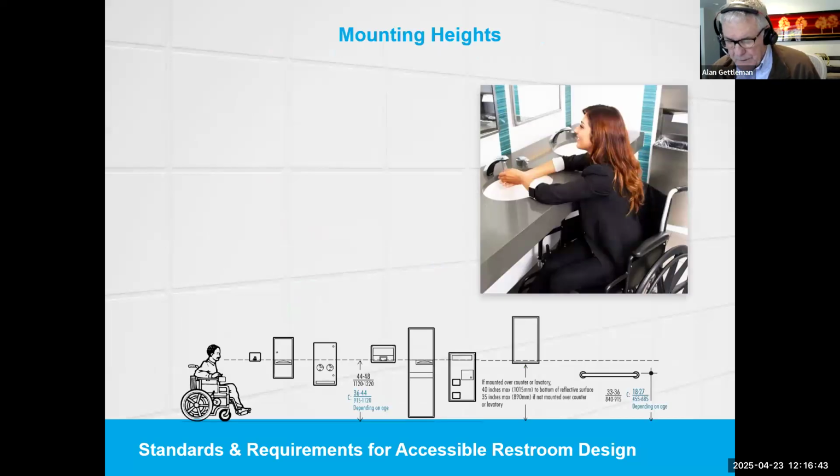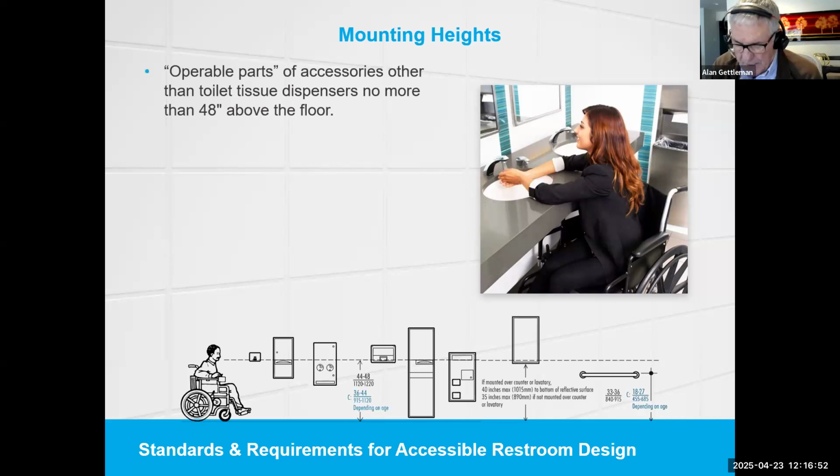Mounting heights for restroom accessories may vary within a restroom depending upon the location of the accessories. So let's talk a little bit about outside the toilet compartment. Accessories shall be mounted with the operable parts, that's the dispensing mechanisms, the start buttons, the electronic sensors, coin slots, or dispenser openings, located no more than 48 inches above the finished floor, as shown in the illustration at the bottom of the slide.